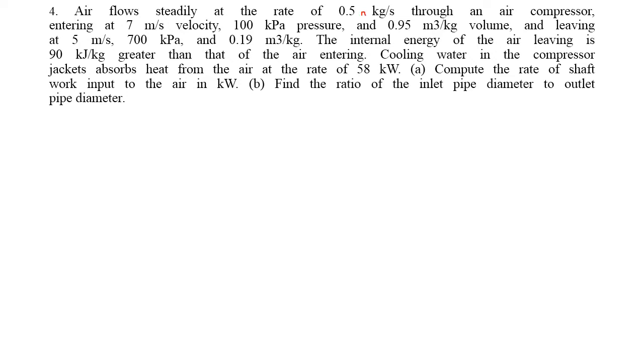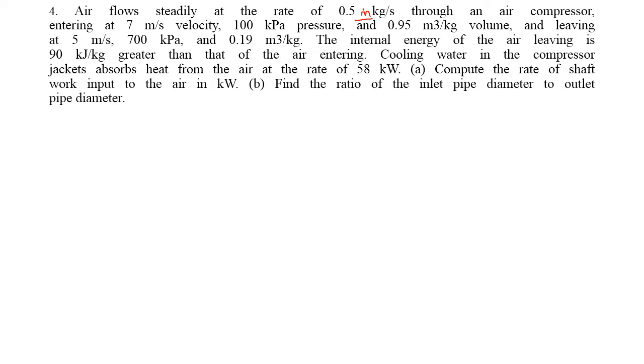The mass flow value is given as 0.5 kg per second through an air compressor, entering at a velocity of 7 meter per second, and the pressure value is given at inlet, and 0.95 meter cube per kg. That specific volume value is given, and leaving the compressor at 5 meter per second, 700 kilopascal, and the specific volume value at the outlet is 0.19 meter cube per kg.